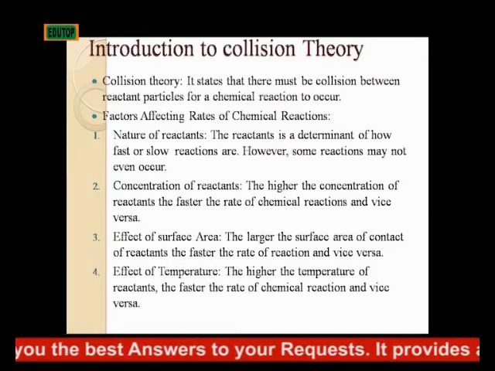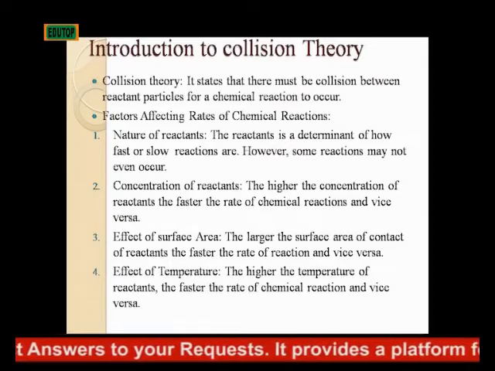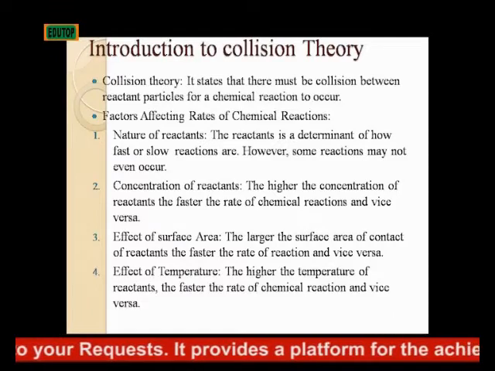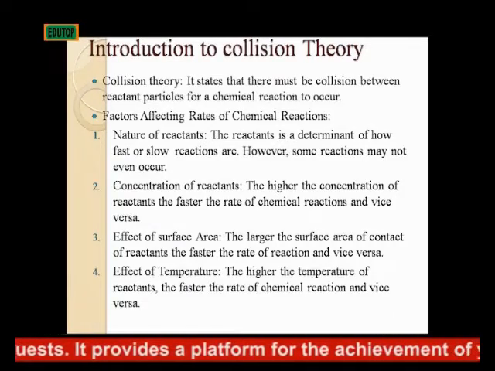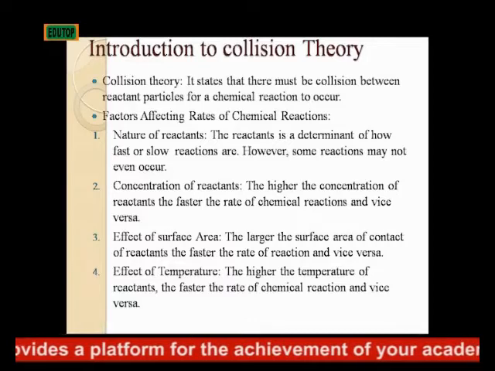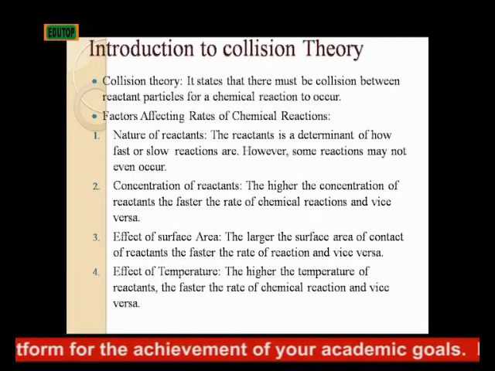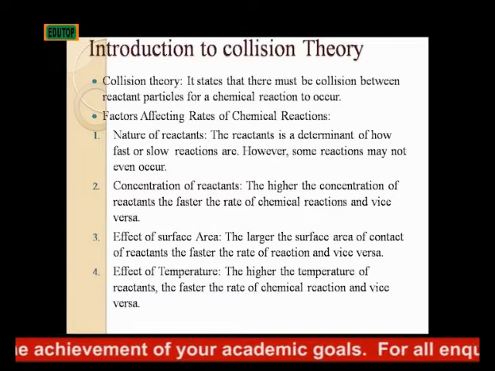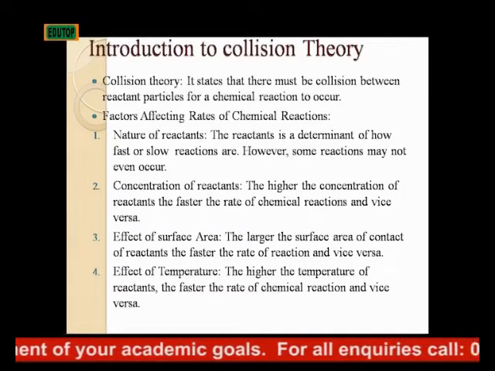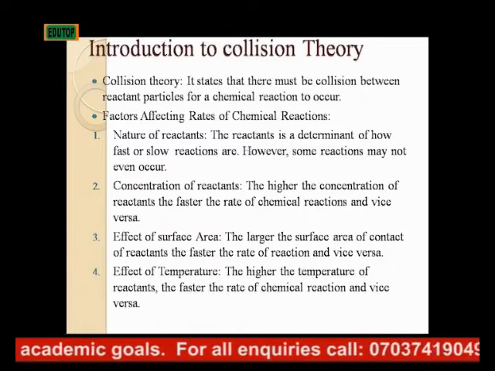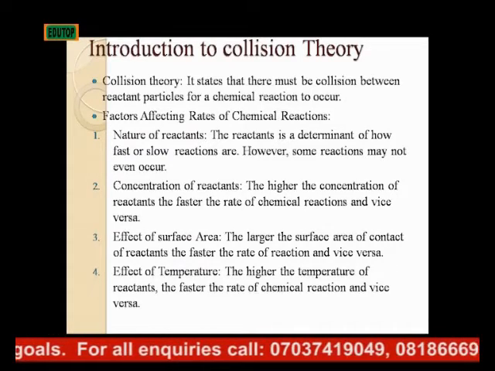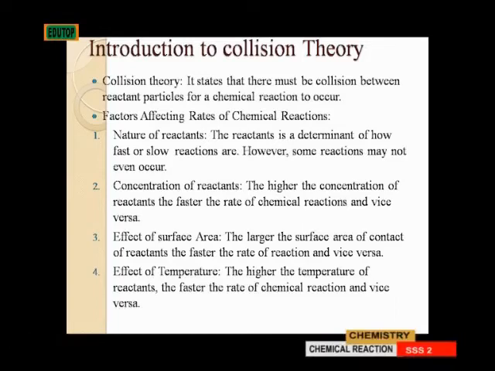Factors affecting rate of chemical reactions. 1. Nature of reactant. The reactant is a determinant of how fast or slow reactions are. However, some reactions may not even occur. 2. Concentration of reactants. The higher the concentration of reactants, the faster the rate of chemical reaction and vice versa. What that simply means is that a reactant that has a high concentration will react faster, while those that have low concentration will be slower.